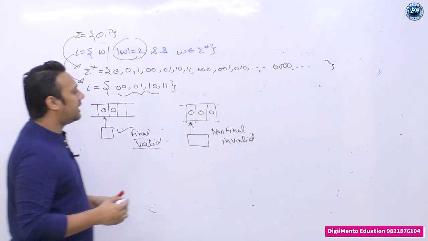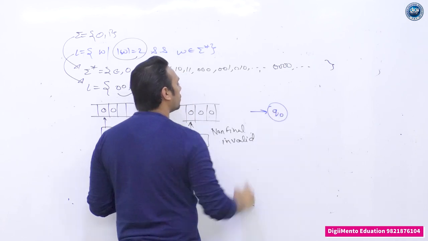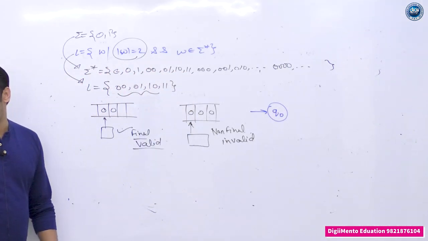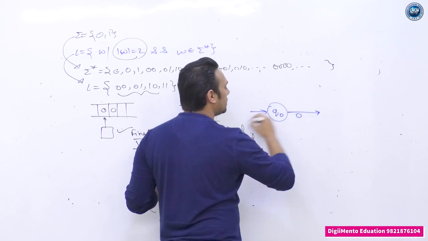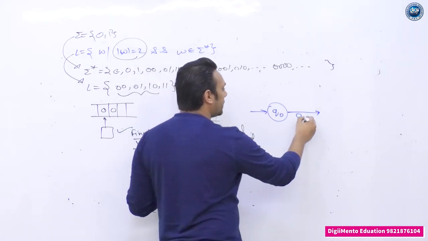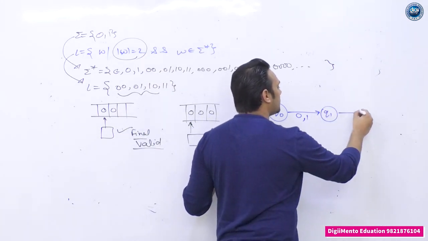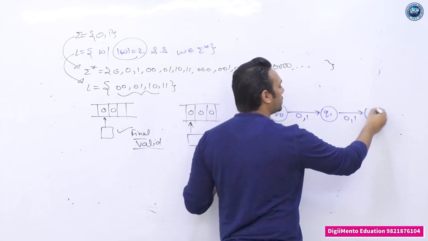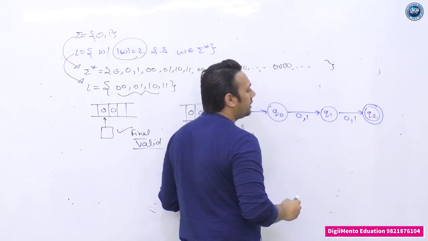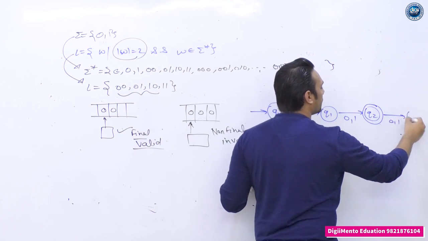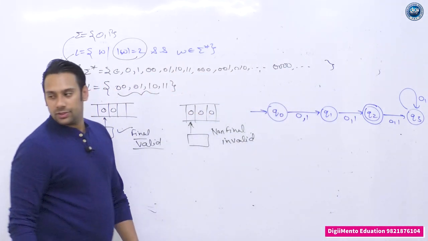Okay, so if I say I can create something like this, this is your initial state and I am representing this initial state as Q naught. The initial state, I am representing it with Q naught. Okay, now if I give a string here which is either 0 or 1, then I will go to the state Q1. And again, if I give a 0 or a 1, then I will go to the state Q2. And here I'm saying that Q2 is a final state. And again, if I'm giving a 0 or 1, I'm going to the state Q3 and I'm going to loop here on the state Q3.